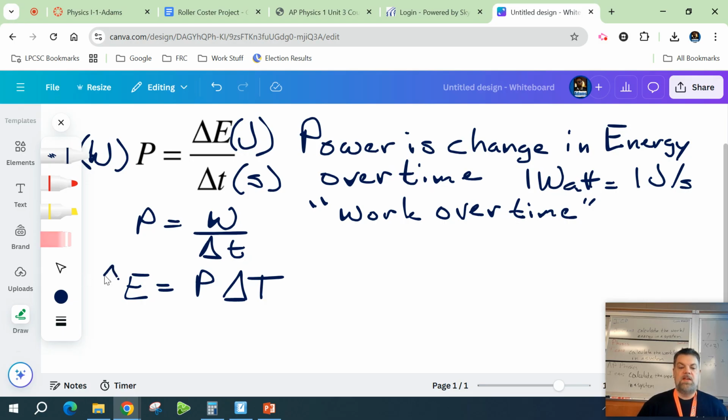Now this one is the same as this equation. It's just we did some algebra. We just multiplied both sides by change in time.